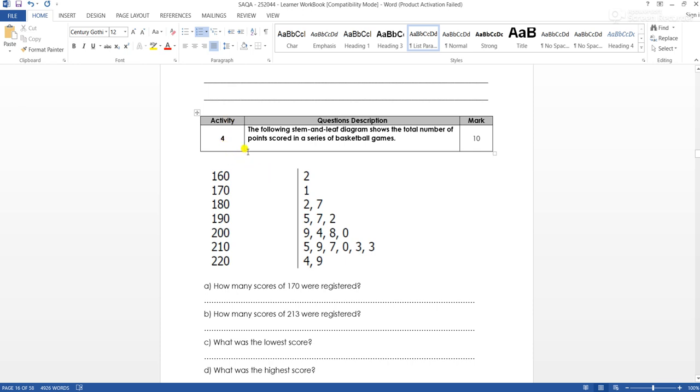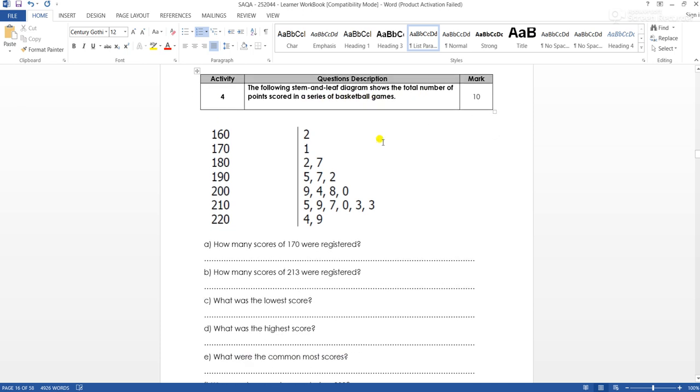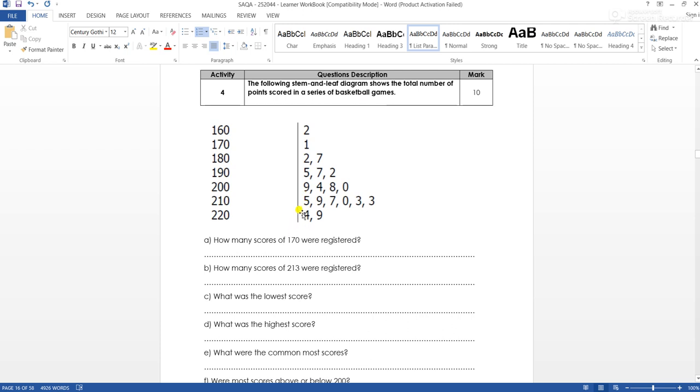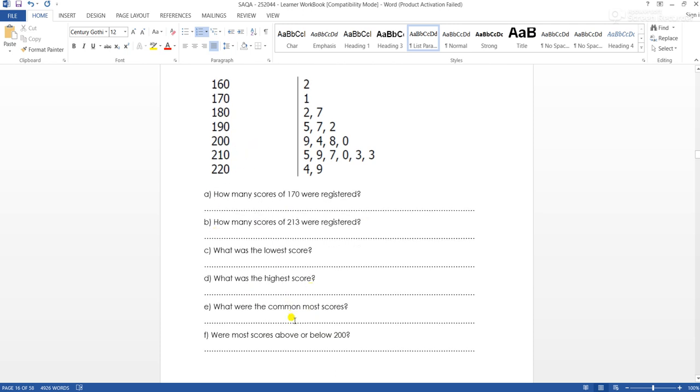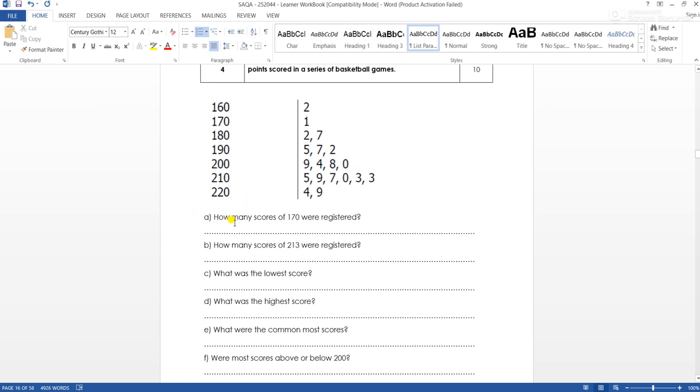In activity 4, the following stem and leaf diagram shows the total number of points scored in a series of basketball games. So in this instance, you were provided the diagram. You need to produce answers based on what you are posed. For instance, A, how many scores of 170 were registered? Within your stem and leaf, you need to produce how many scores of 170 were registered.